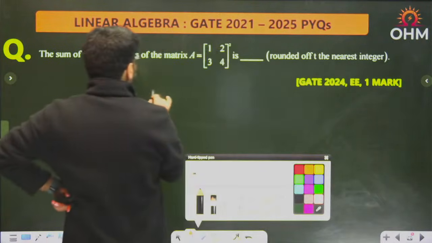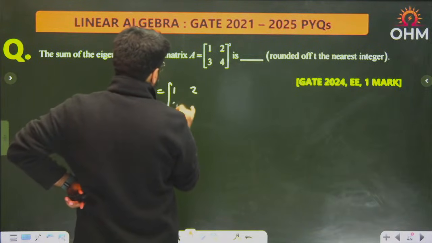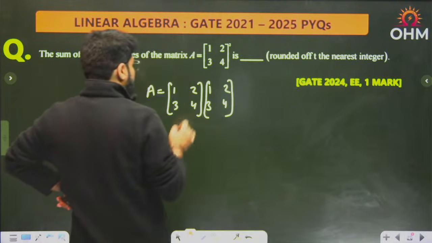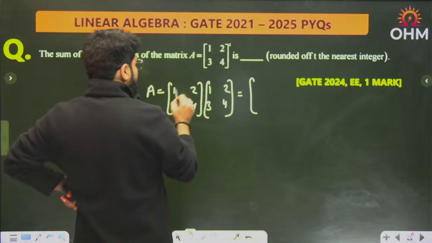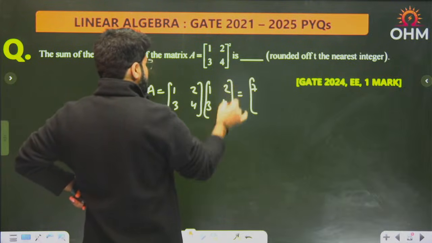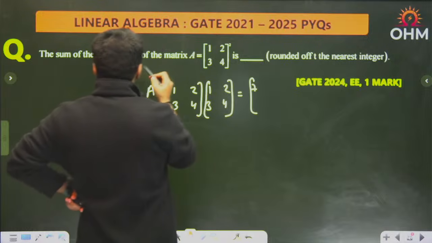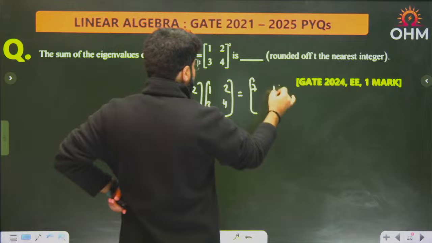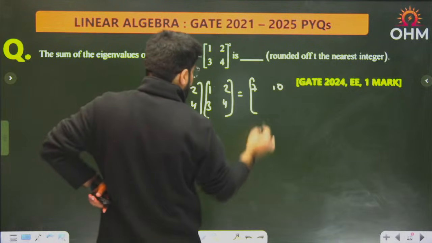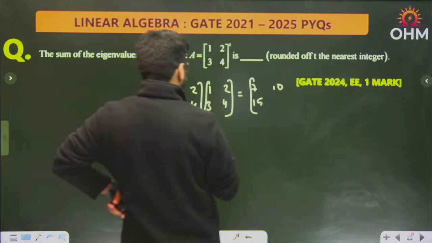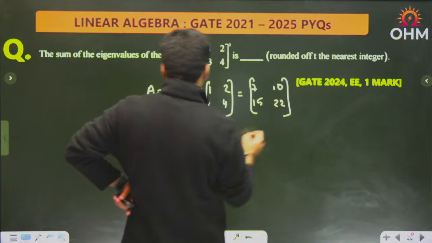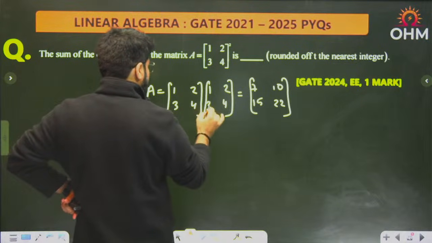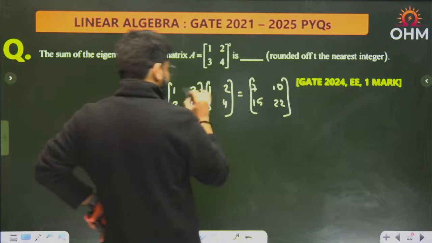If you do that also, it is a 2 cross 2 matrix only, na? 1, 2, 3, 4 squared. What is the first entry here? 1 plus 6, 7. Then first row, second column, 2 plus 8, that is 10. Then 3 plus 12, 15. Then 6 plus 16, 22. Correct? Now let me tally it. Not only the first and last entries are required, but okay, let me do it.